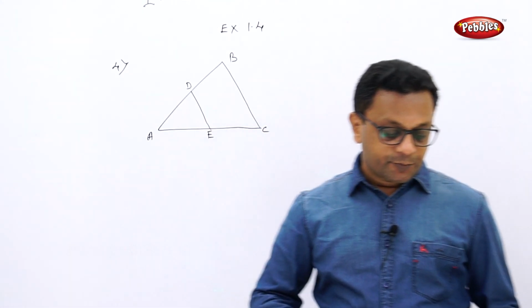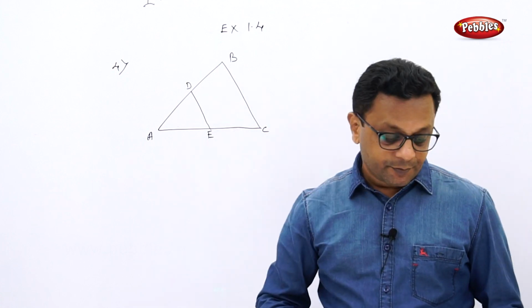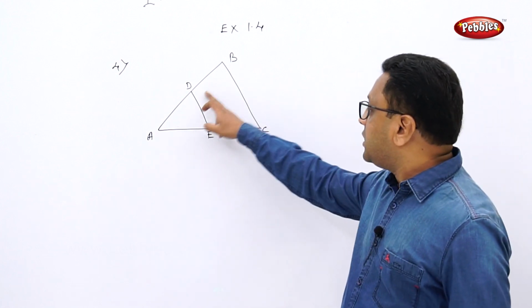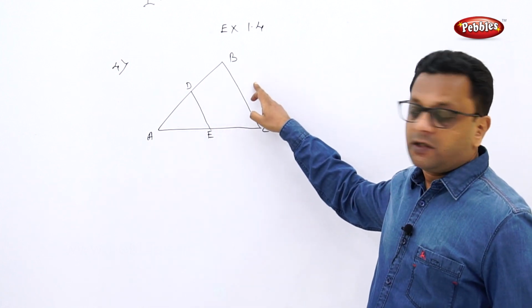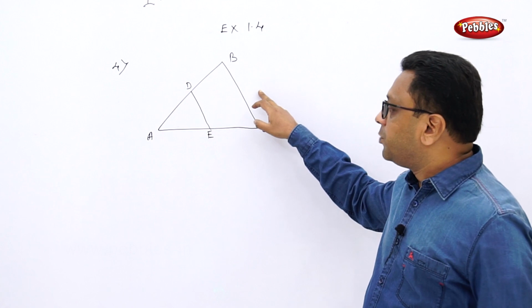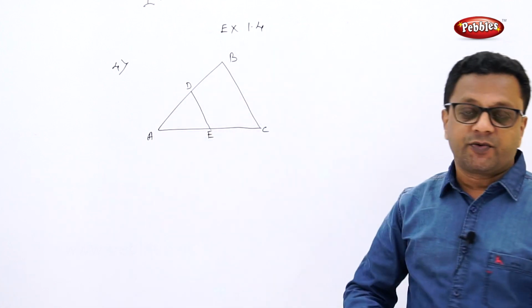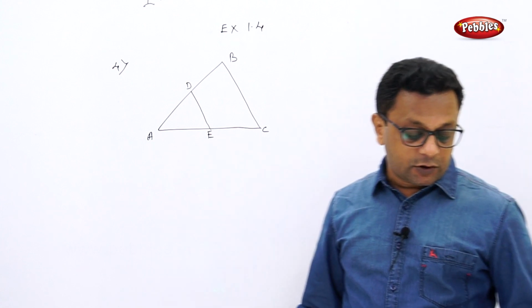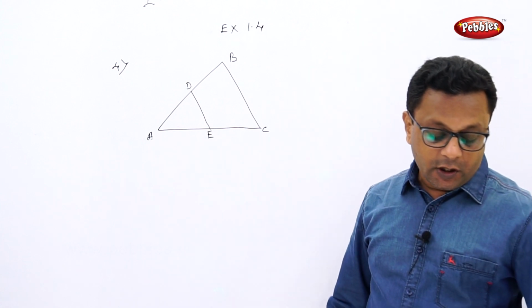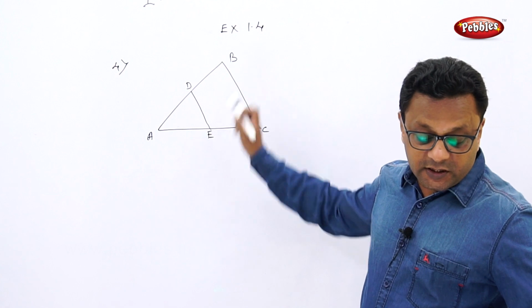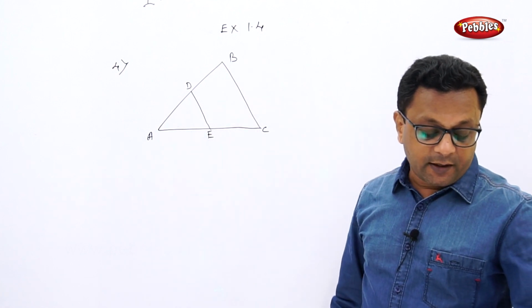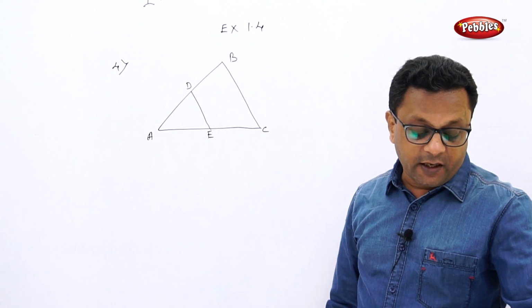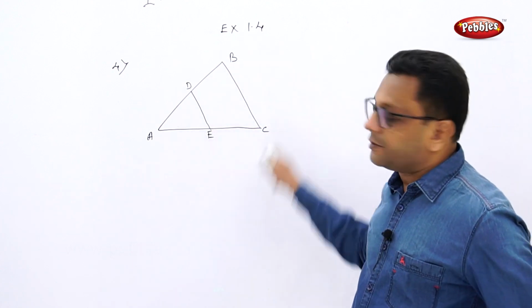Example number 4. The figure is given. Segment DE is parallel to segment BC. DE is parallel to BC, and AB is a transversal. Now there are two sub questions here. The first is: DE is 4, BC is 8 and area of triangle ADE is 25 centimeters square. Find the area of triangle ABC.